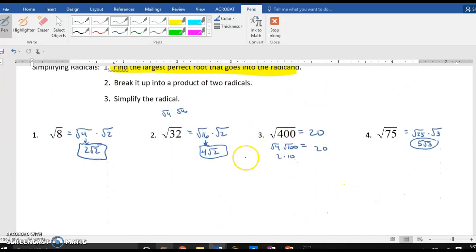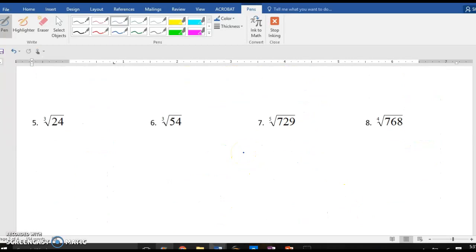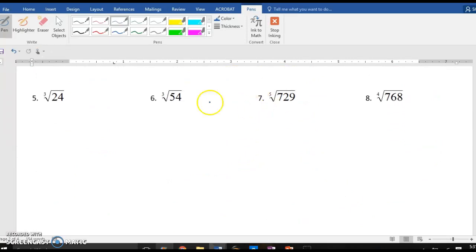Okay? Now, the cube roots, the fourth roots, and the fifth roots are no different. Okay? What's the largest perfect cube that goes into 24? Well, I look at that list and I see 24 is divisible by 8. So I break it into the cube root of 8 times the cube root of 3, because 8 times 3 is 24. What is the cube root of 8? 2. I can't take the cube root of 3, so I write my answer like such.